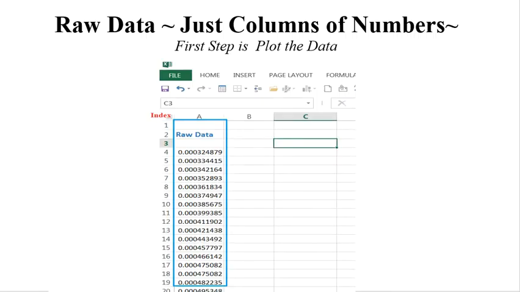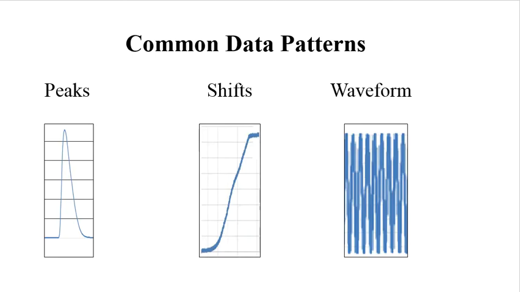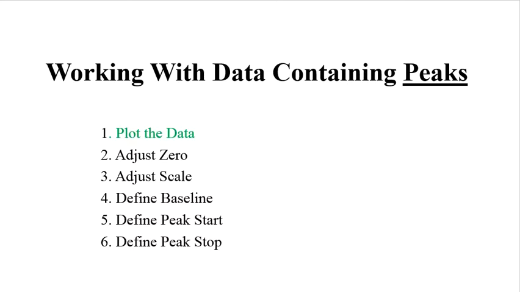Usually the raw data is just a column of numbers in a file. This shows them in Excel. It's just one piece of one number after another organized in time. So the very first thing to do is to plot the stuff and then look for patterns. There are three typical kinds of patterns: peaks, shifts in value, and some sort of waveform information. For chromatography and many other areas, peaks are the kind of data that you'll look for. Those are the patterns.